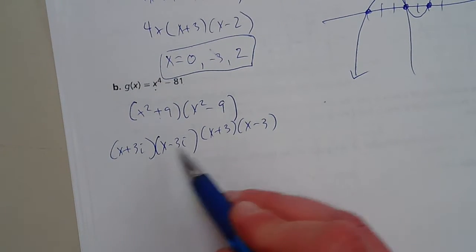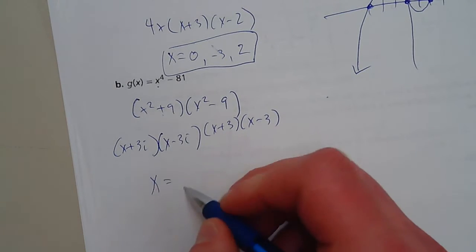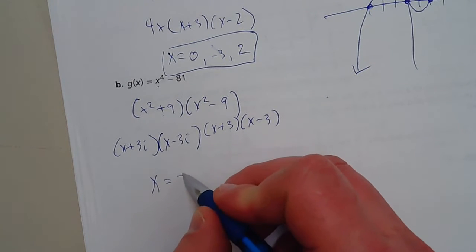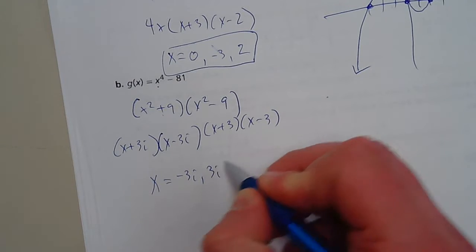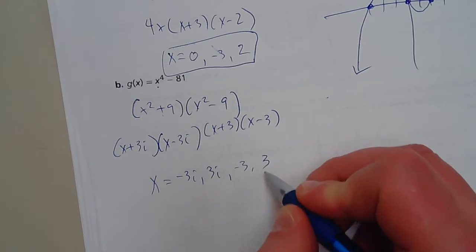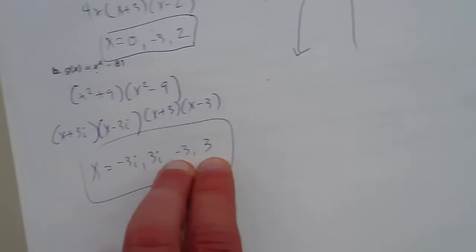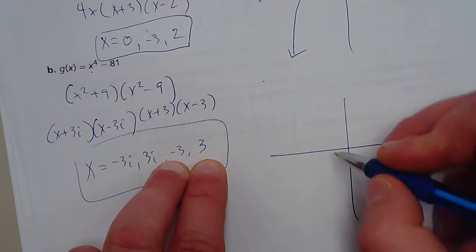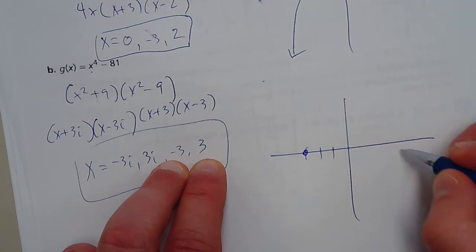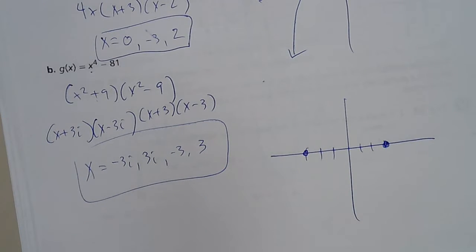So this has 4 solutions. 2 of them are imaginary. So it's negative 3i and positive 3i. And 2 of them are real, negative 3 and positive 3. And this graph then has 4 actual solutions, but only 2 real solutions. So when you go to graph this, it's going to cross at negative 3 and 3. And then imaginary solutions can't get graphed.